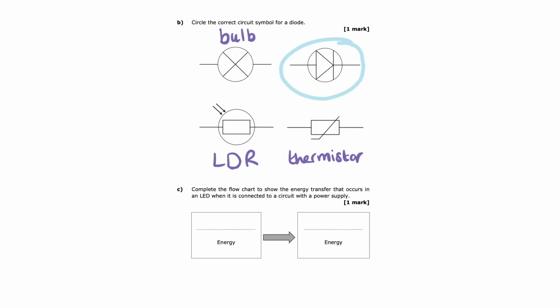Okay, so now we're asked to complete the flowchart to show the energy transfer that occurs in an LED when it's connected to a circuit with a power supply. So we should know when it's connected to that power supply, it receives electrical energy. And when we turn on that LED, it's a light-emitting diode, and that means that that electrical energy is getting transferred to light energy. So that is the energy transfer that occurs in an LED when it's connected to a circuit with a power supply.